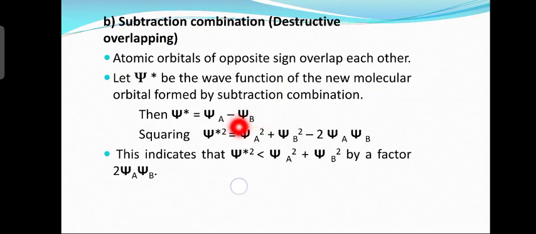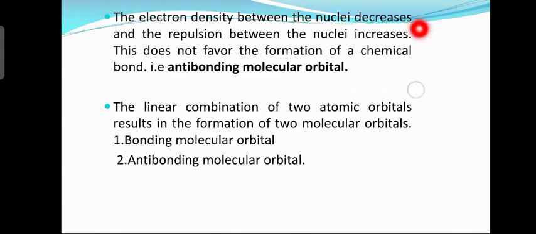To what extent is it less? From xi a squared plus xi b squared, you have to subtract 2 xi a xi b. Therefore, xi star squared is less than xi a squared plus xi b squared by a factor of 2 xi a xi b. Next slide. The electron density between the nuclei decreases and the repulsion between the nuclei increases. So, here in subtraction combination, electron density between the nuclei decreases and therefore repulsion between the nuclei increases.